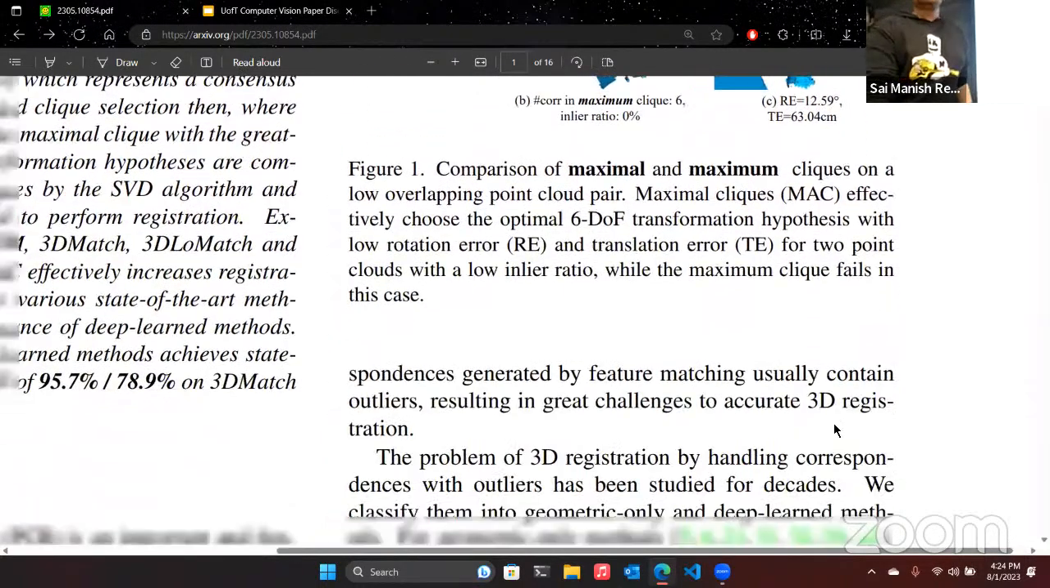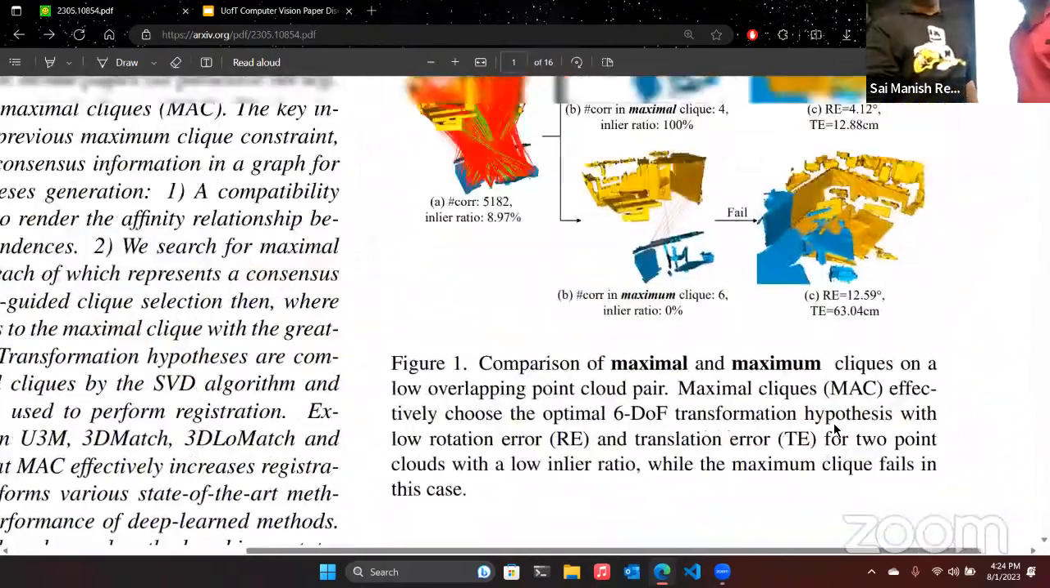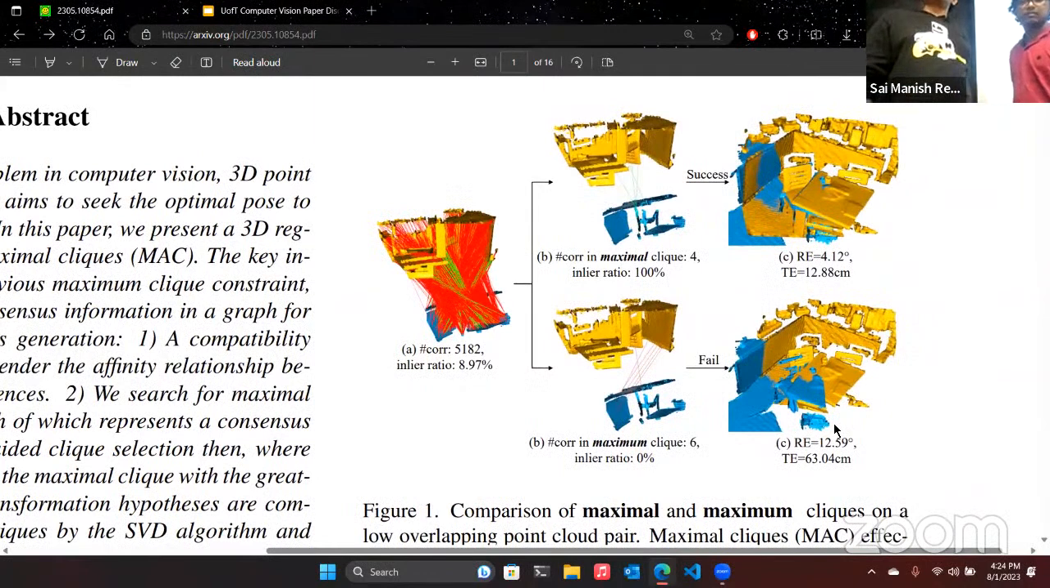That's it. Yeah. You want to go with the introduction? I don't know, probably haven't got to that yet, but why is the rotation error? Why does maximal do better with rotation? But probably haven't gotten to that part yet.